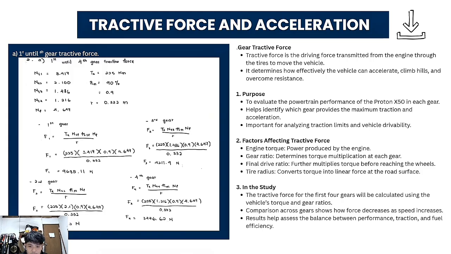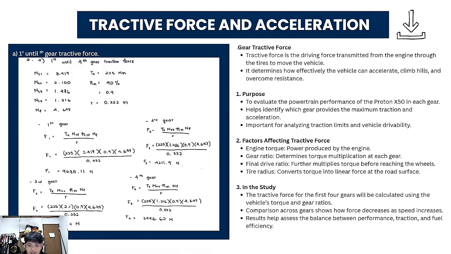Number 2, factors affecting tractive force. First is engine torque, the power produced by the engine. Next is gear ratio, which determines torque multiplication at each gear. Next is final drive ratio, which further multiplies torque before reaching the wheels. And the last one is tire radius. It converts torque into linear force at the road surface.